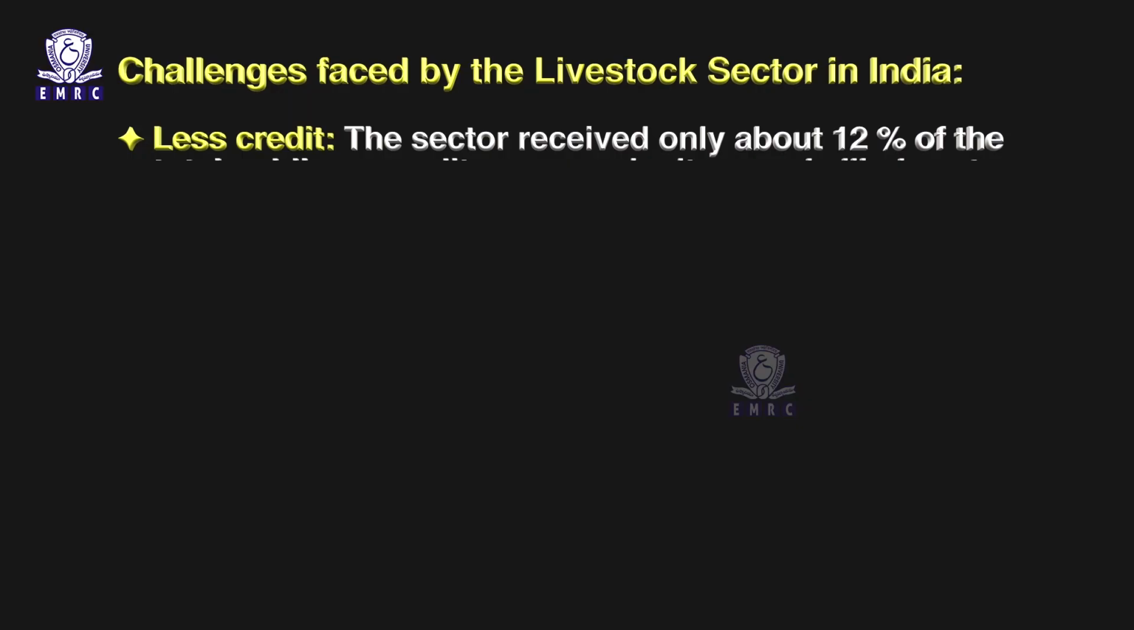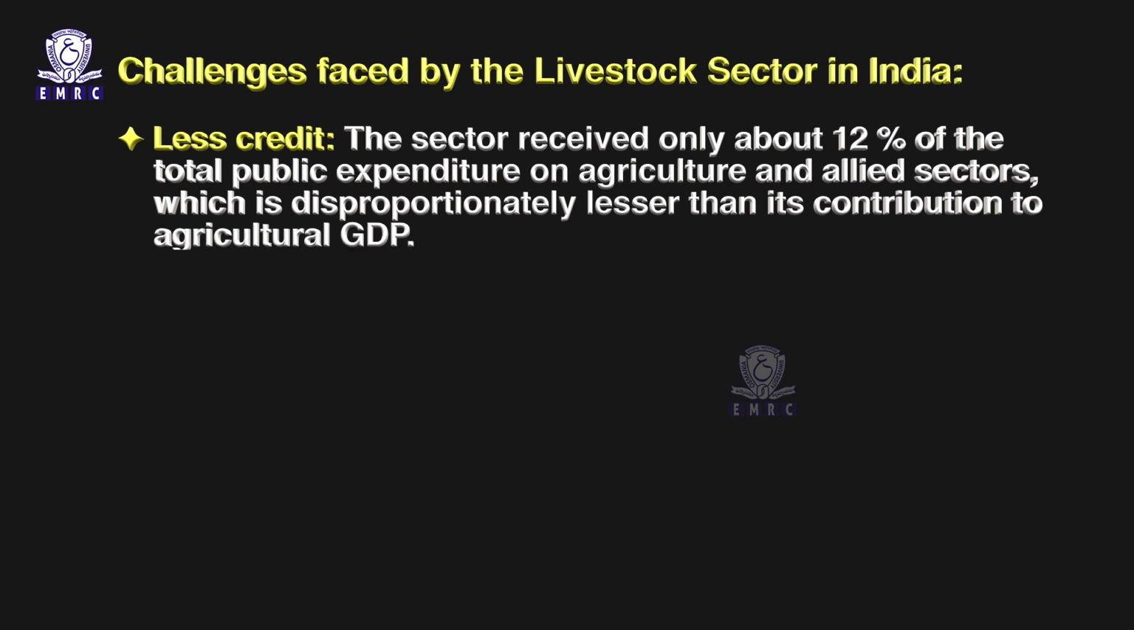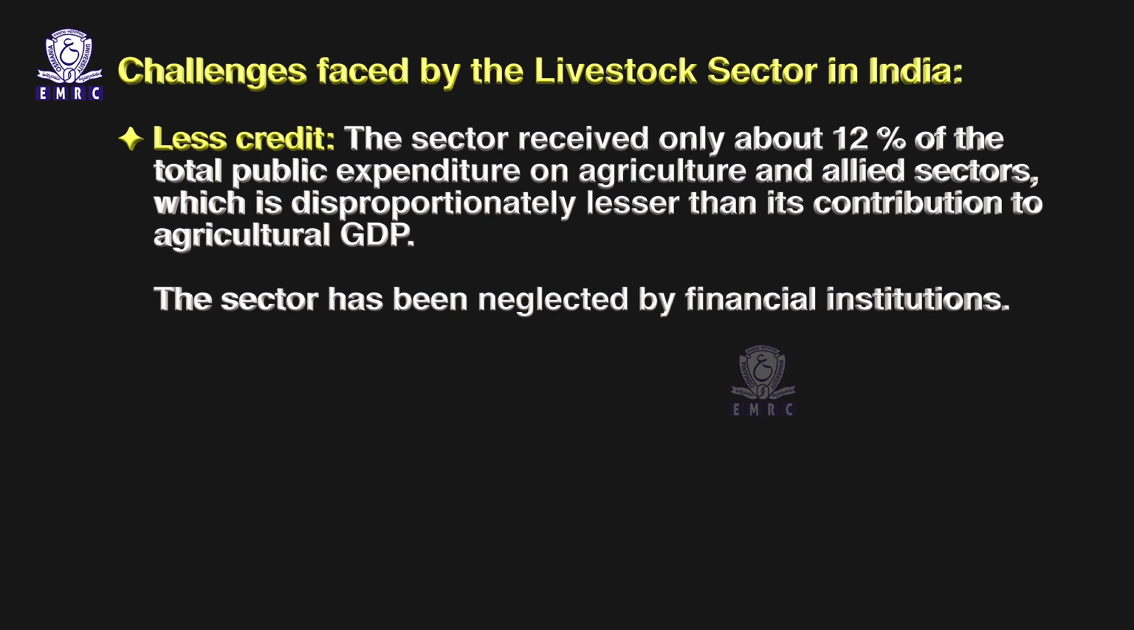Less credit. The sector received only about 12% of the total public expenditure on agriculture and allied sectors, which is disproportionately lesser than its contribution to agricultural GDP. The sector has been neglected by financial institutions.